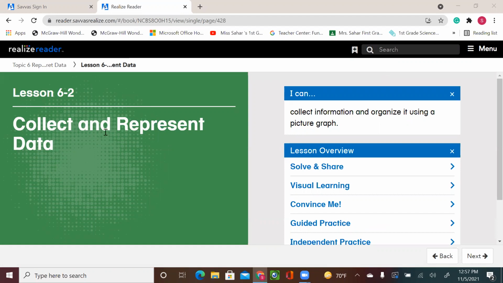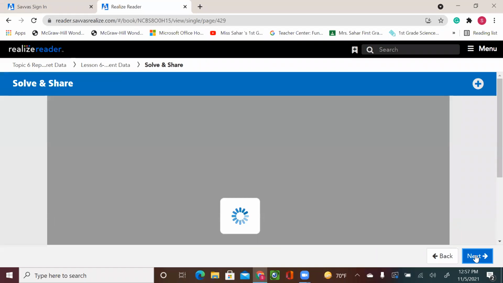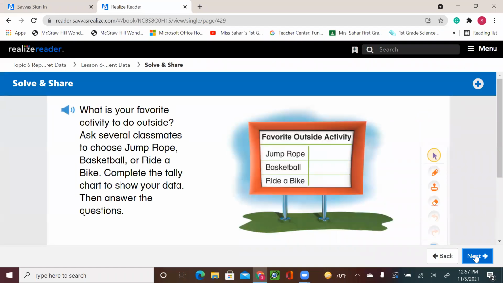So for this lesson, we're going to learn how to collect and represent data. So we will be using picture graph. At the previous lesson, you remember we used the tally marks, data, and we use the tally chart, and we know that every straight line represents one piece of information or one count. So every 4, the 5th will be diagonal. That means this is one group of 5.